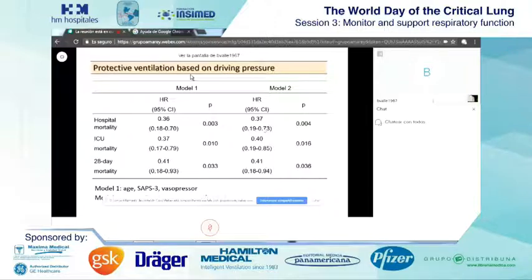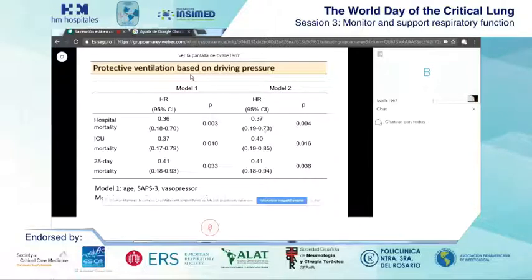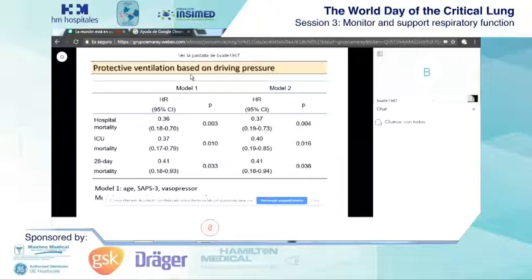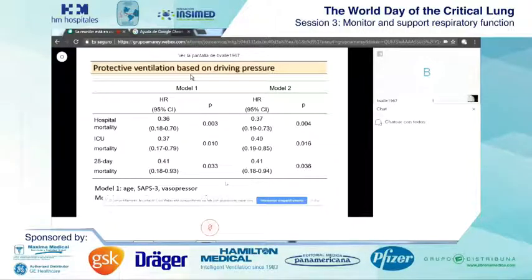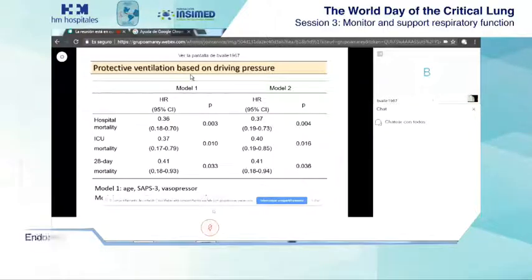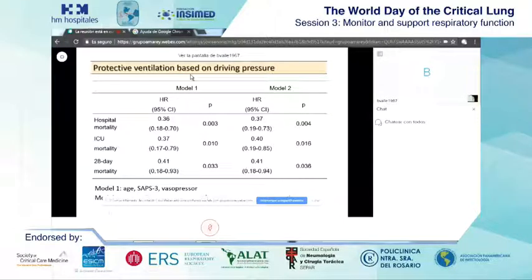When we studied the association between driving pressure and mortality, we saw that patients who received safe protective mechanical ventilation had lower risk for hospital mortality, ICU mortality, and 28-day mortality. We adjusted this variable in two models. The first one considered age, SAPS3, and vasopressors. And in model 2, the same variables plus PF ratio, PEEP level, and compliance. And the results were the same.